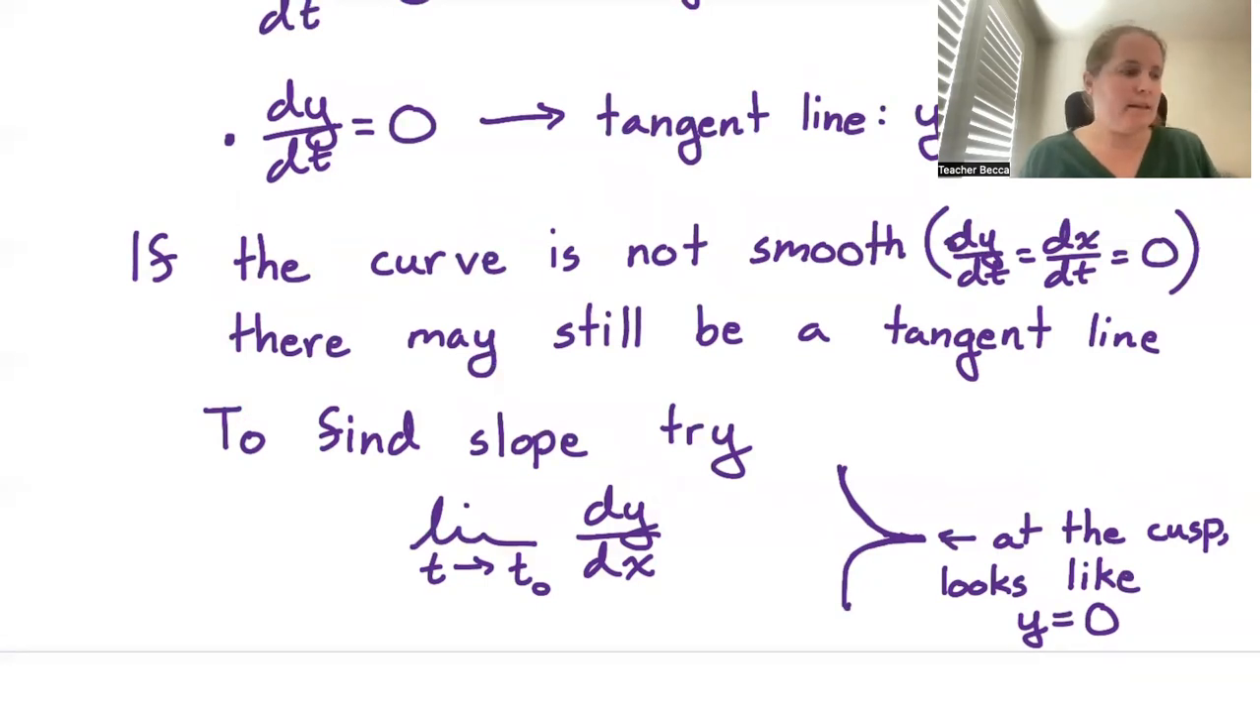All right, so that is tangent and normal lines to a parametric curve. In the next video, we will go ahead and look at the second derivative and concavity.